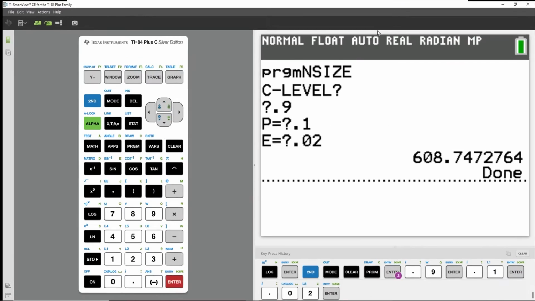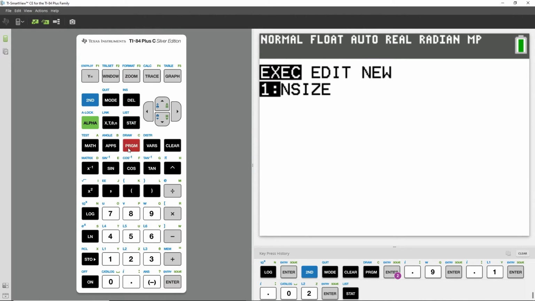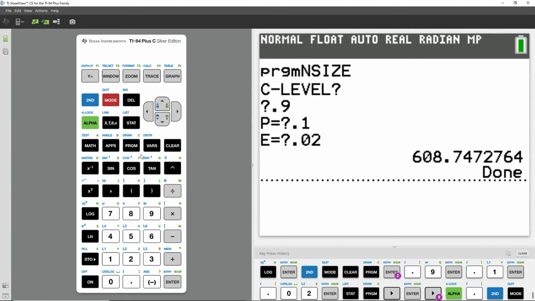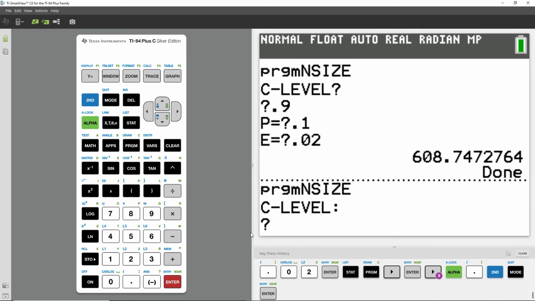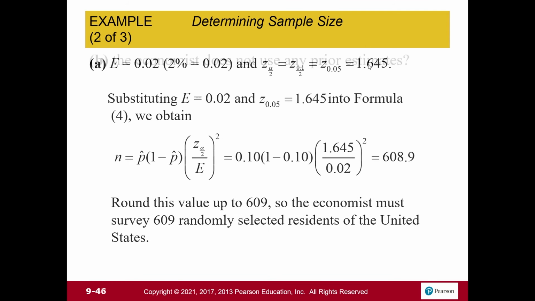All right. And I'm going to do one quick edit in our program. Here, I'm going to put in colons instead of question marks. And the colons are actually alpha colon then. Yeah, that looks better. If we run the code, confidence level, put it in as a decimal, P, put it in as a decimal, E, put it in as a decimal, and you will get the answer to that. All right, let's move on.